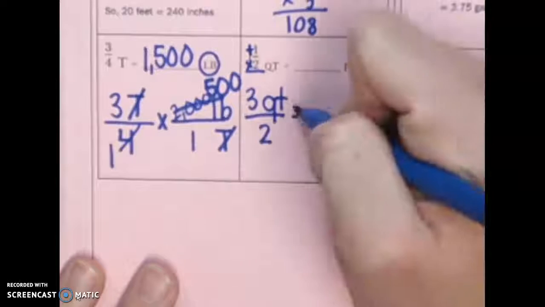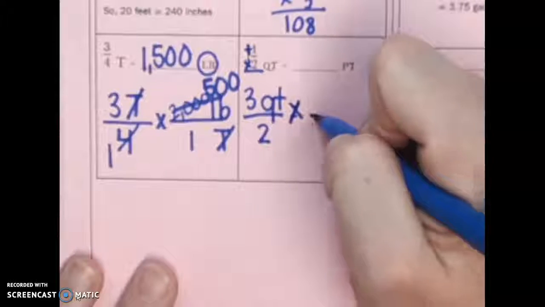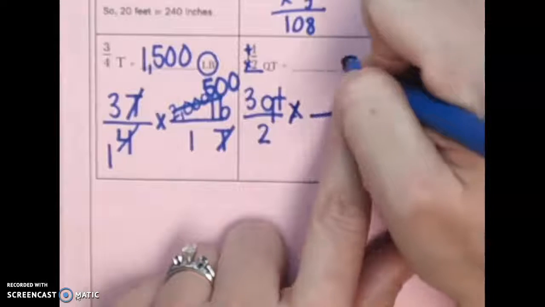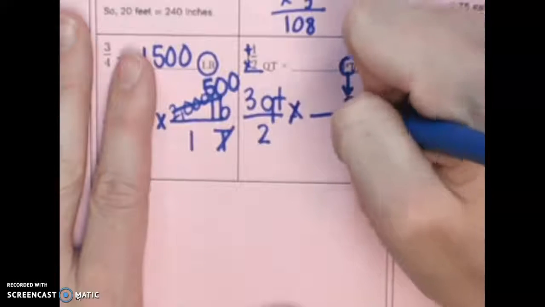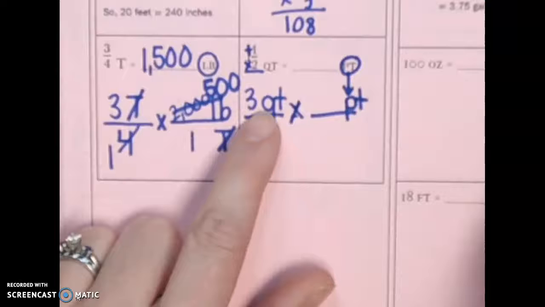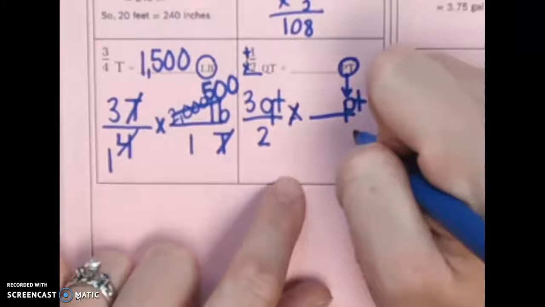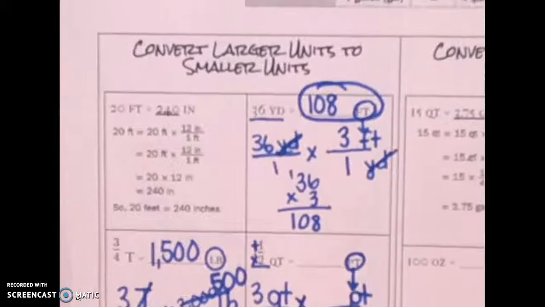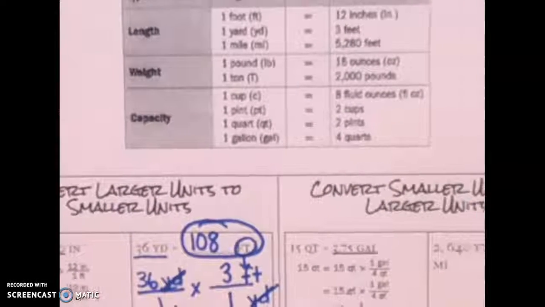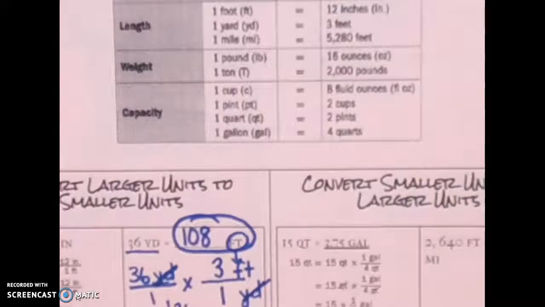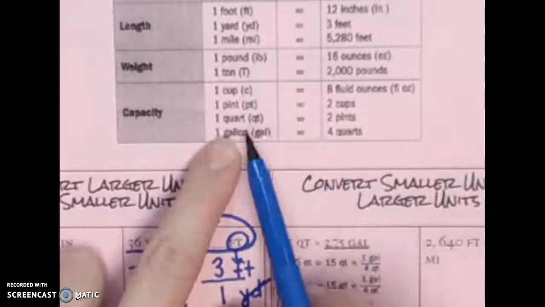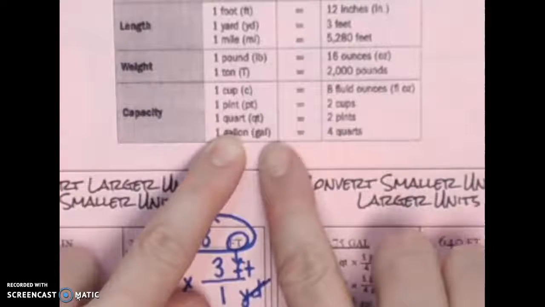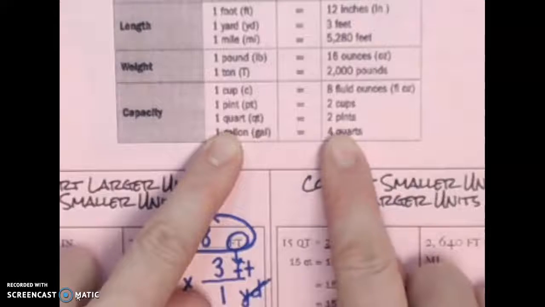If this is pint up here, we're going to move it straight down to the top. And since this is quart here, diagonal, we're going to put quart. We're going to go back up to the top, and look for pints and quarts. You find those under capacity, right? So I'm looking for pints, I'm looking for quarts. I said 1 quart equals 2 pints. Is that what you see on yours?